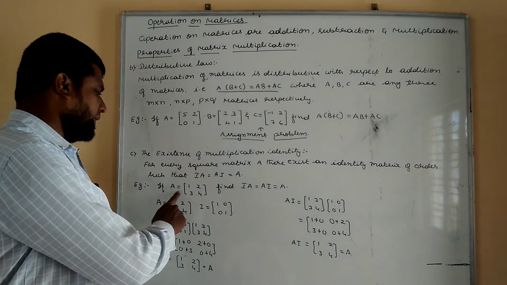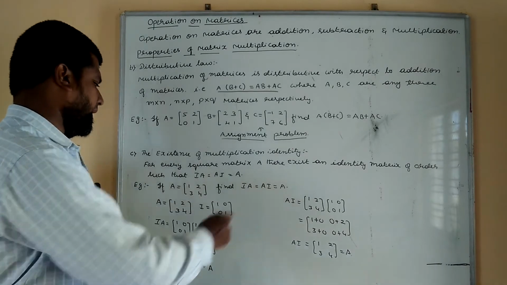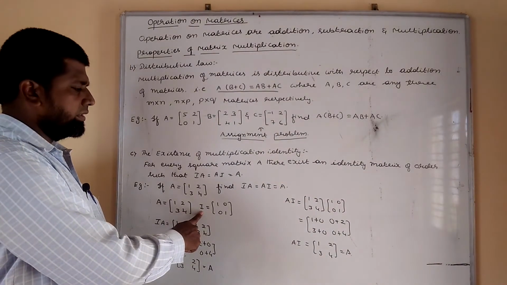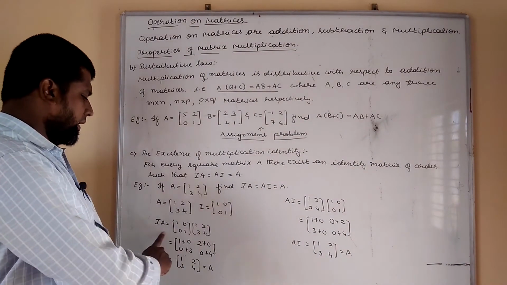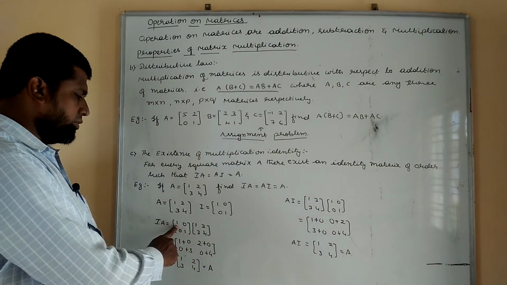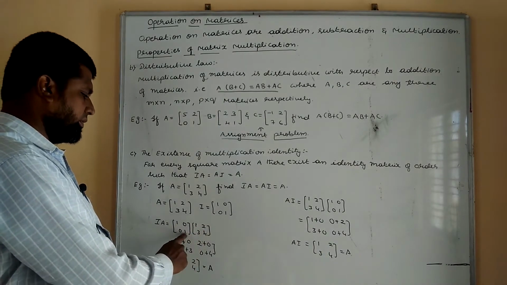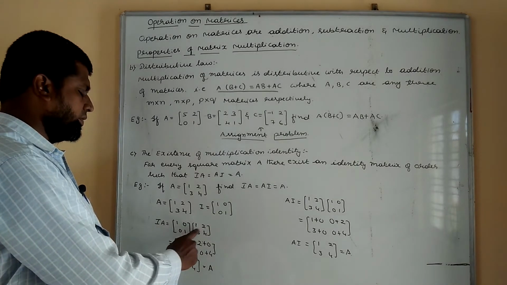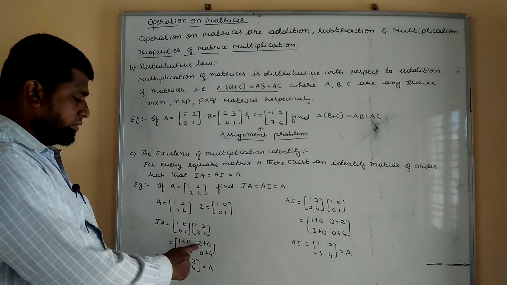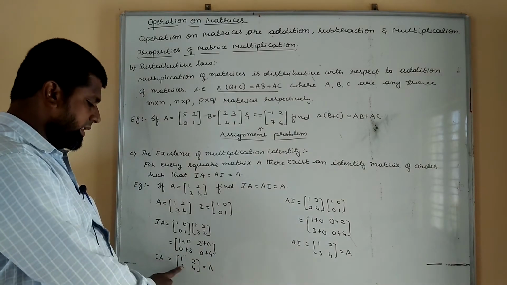Let us take an example. If A is equal to 1 2 3 4, find IA is equal to AI is equal to A. So A is equal to 1 2 3 4. I means identity matrix of order 2 cross 2, 1 0 0 1. Then multiply identity matrix into A. You know the multiplication of the two matrices. First row should be multiplied with first column, first row should be multiplied with second column, second row should be multiplied with first column, second row should be multiplied with second column. So we have multiplied here, then we got 1 plus 0, 2 plus 0, 0 plus 3, then 0 plus 4. Then if you add, we are getting the A. IA is nothing but the A.